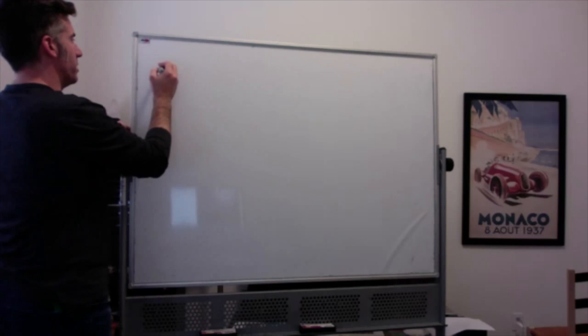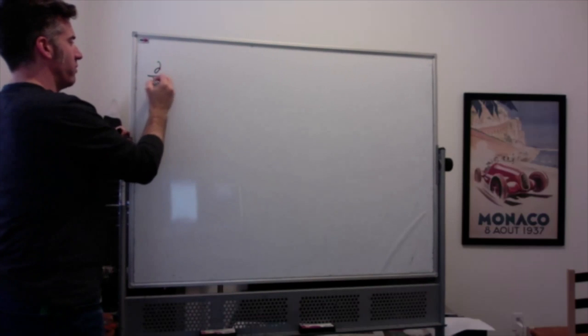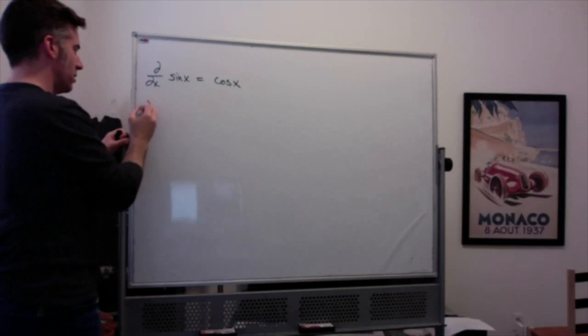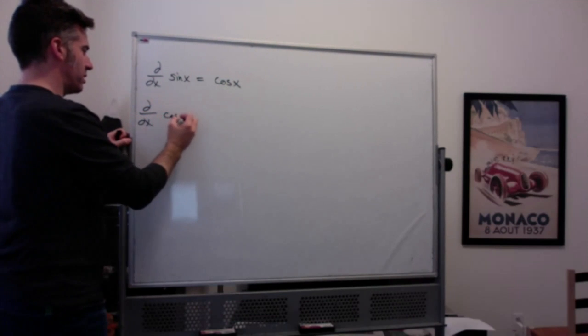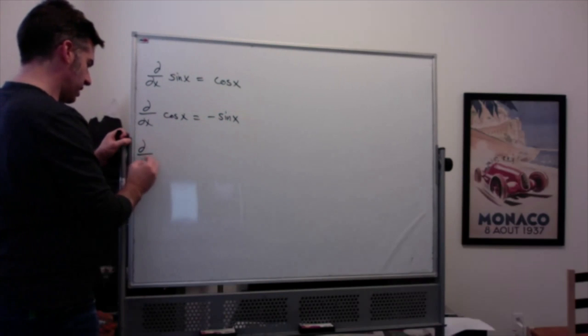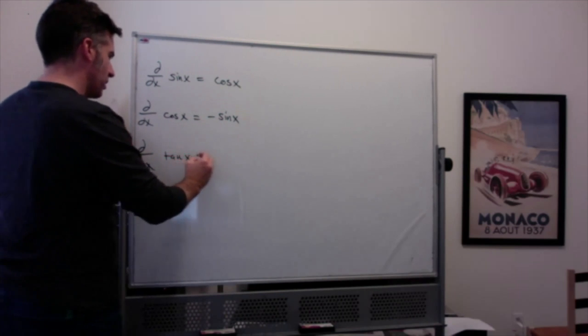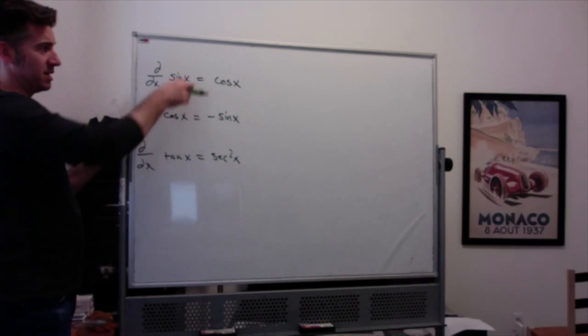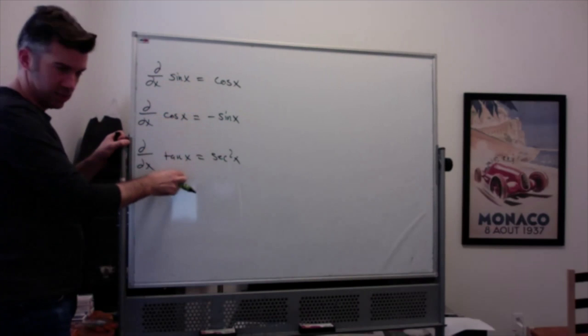So I'll remind you, the derivative of sine of x is cosine of x. The derivative of cosine of x is negative sine of x. The derivative of tangent of x is secant squared of x. And the reason I like to write them this way is because sine divided by cosine is equal to tangent.